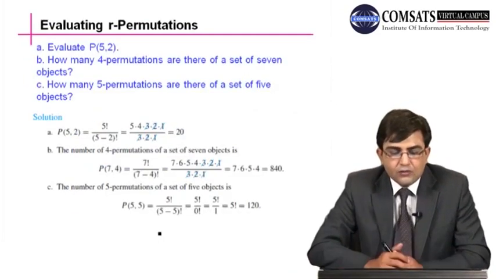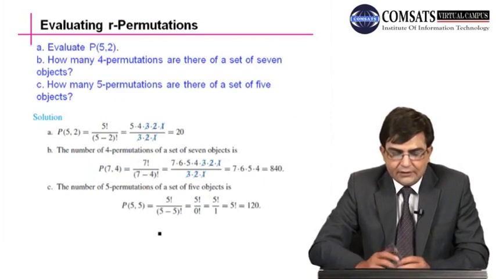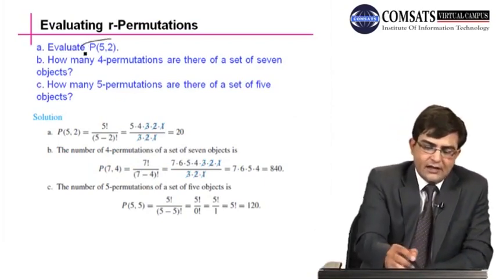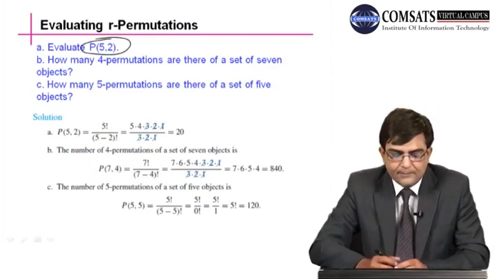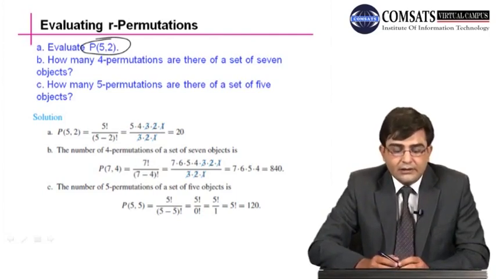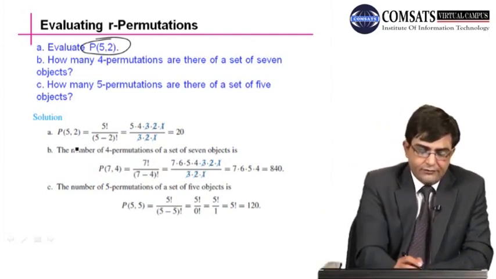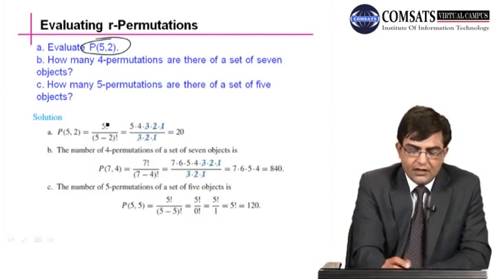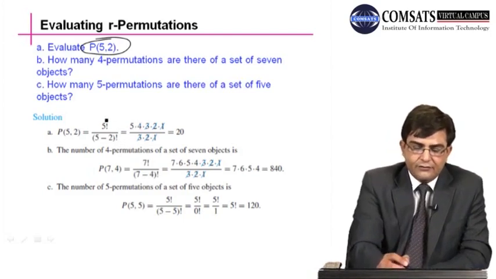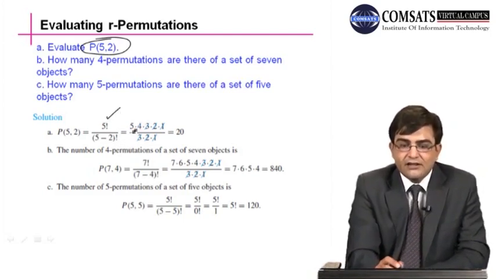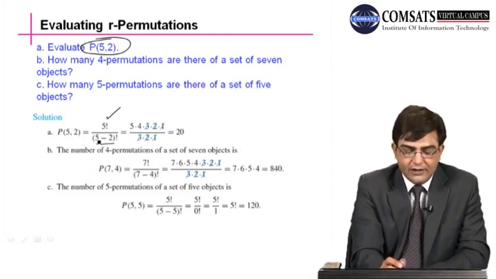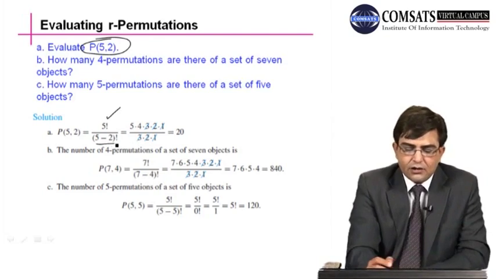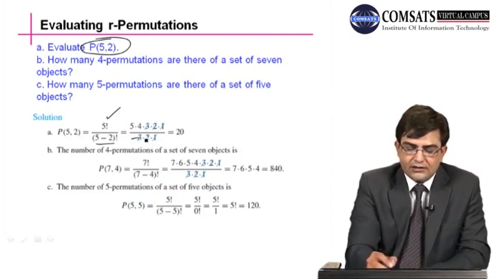Next, how to evaluate r permutations, that is how to simplify this. I have explained how to evaluate this. For example, if you have p of 5 2, then it is basically 5 factorial over 5 minus 2 factorial. If we open up 5 factorial, this gives us 5 into 4 into 3 into 2 into 1, and this is basically 3 factorial, since 5 minus 2 is 3. 3 factorial can be written as 3 2 1, so this cancels out and we get 5 4s are 20.